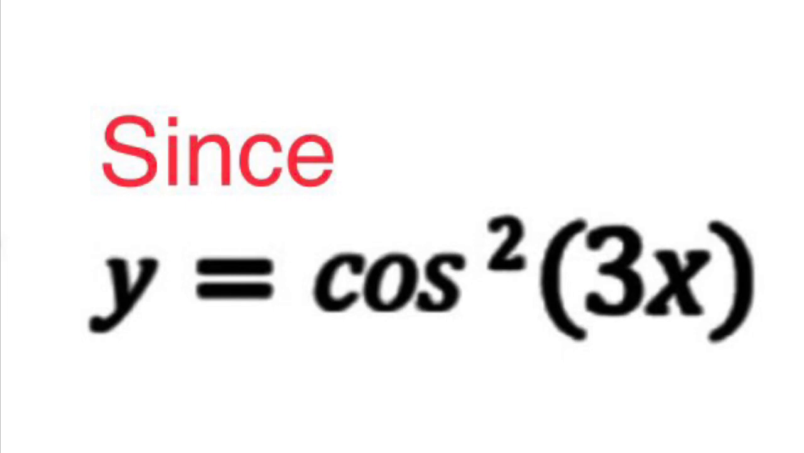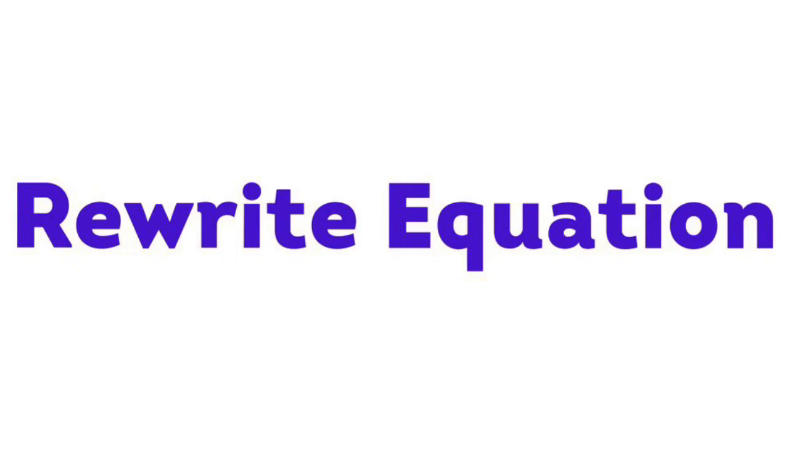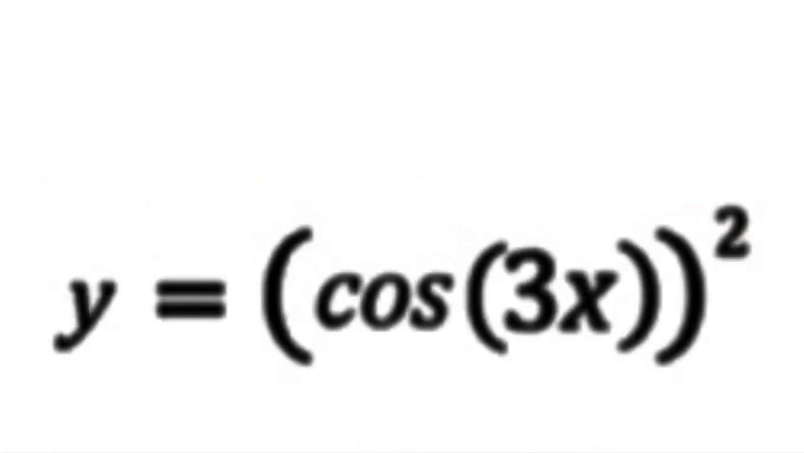So let's see this solution. Since y is equal to cos square of 3x, we don't have any formula for cos square. So we are going to rewrite the equation as y equals to cos of 3x the whole square. In this, cos of 3x is acting as a box. So we are going to use the formula of y is equal to f of x raised to n.